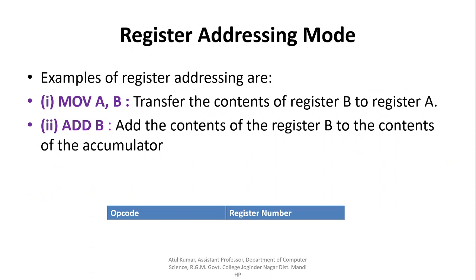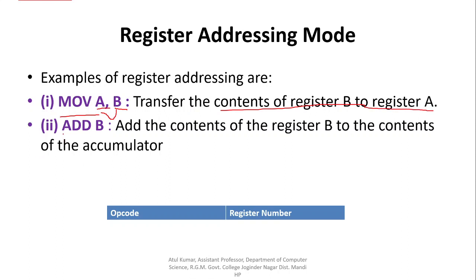Suppose we have an example, MOV, a move instruction. In register addressing mode, we specify the names of the registers, and here the registers are A and B. So MOV A, B means move the contents of register B to register A. In other words, transfer the content of register B to register A.